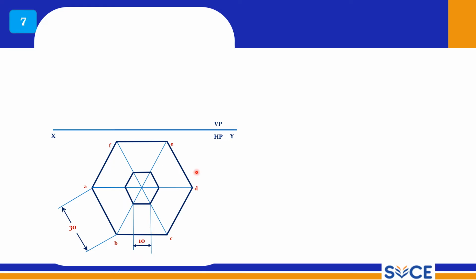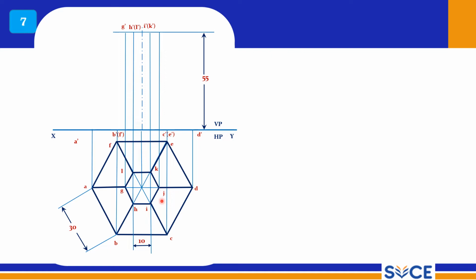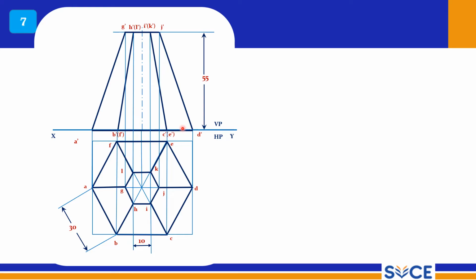So the cutting plane is passing through the pyramid parallel to the HP, right? It is a frustum. It is a very simple problem, and the frustum height is given as 55 mm. The top hexagon is 10 mm side, and the bottom hexagon is 30 mm side. So you should get the front view from the top view only, right? So you project them and get the points here. You have two hexagons, and now complete the front view like this.